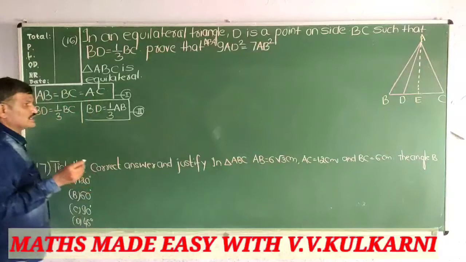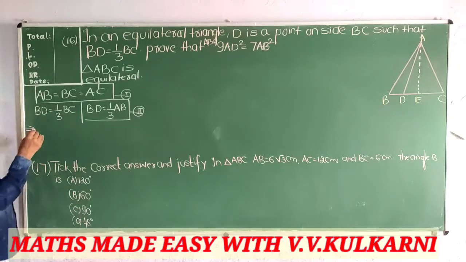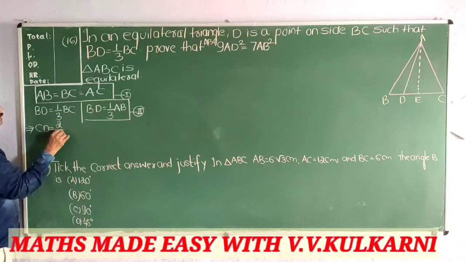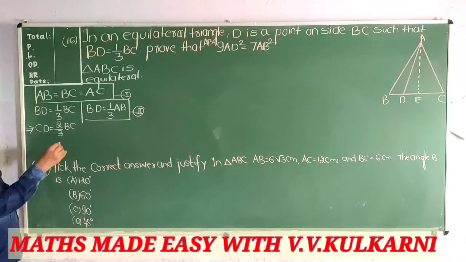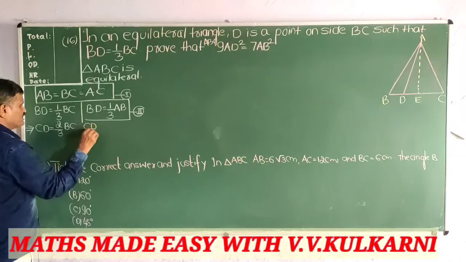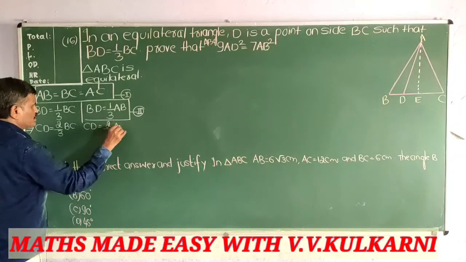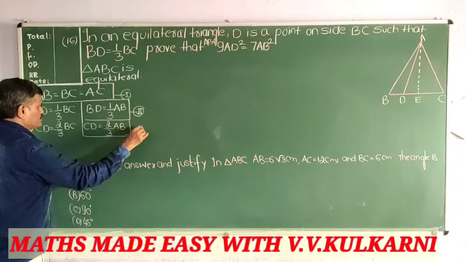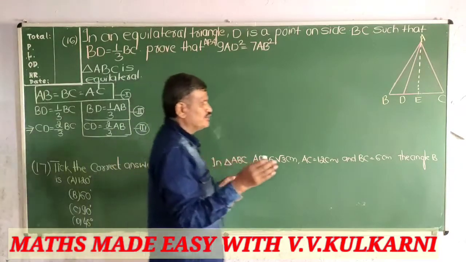So what I can say, children, is similarly, if BD is 1/3 of BC, then CD is 2/3 of BC. And see children, if I say CD is 2/3 of BC, then I can say CD is 2/3 of AB. I don't think there is any problem here. It is 2/3 of BC. This is equation number 3. See what I am doing.